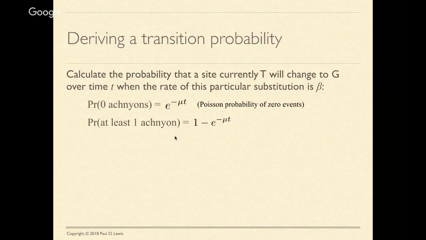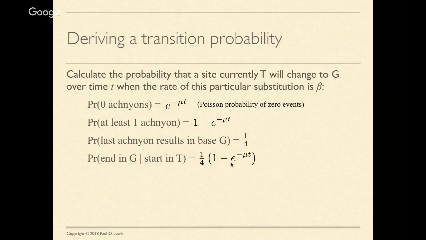If you think about it, the only acneon that really matters is the last one. As long as the last acneon dropped to G, then it doesn't matter at all what the previous acneons, however many there were, did. So the probability that the end state is G, given the starting state is T, is just the probability that there was at least 1 acneon, that's this term, because without at least 1, we couldn't explain the fact that there was a difference across this edge, times the probability that the last acneon dropped to G, which is the 1/4 here.